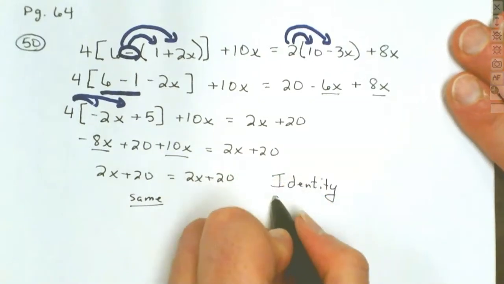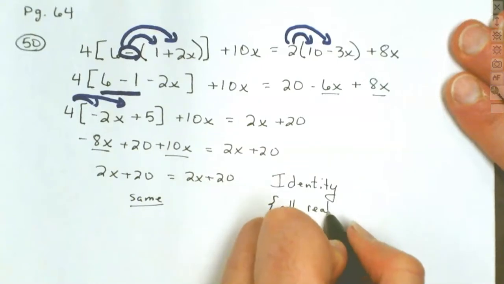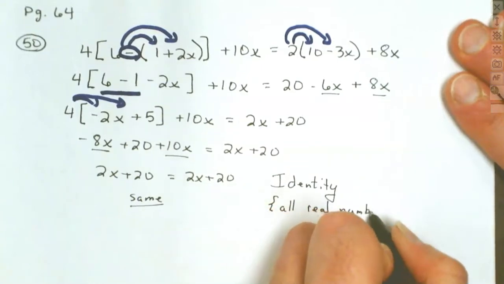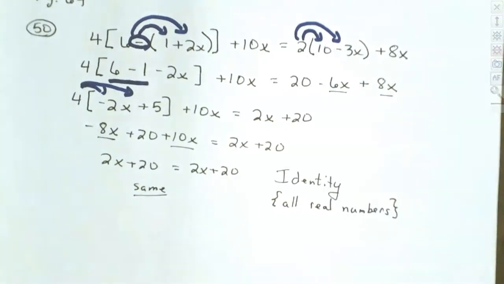And what's our solution for the identity? All real numbers, correct. So there's your solution set there.